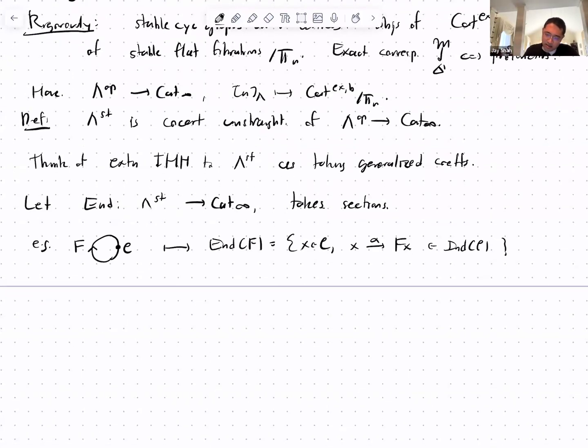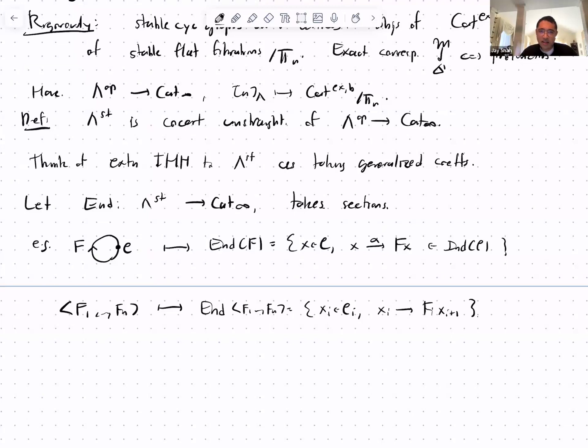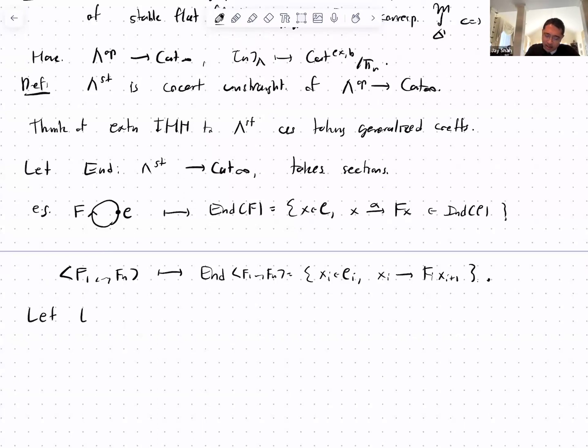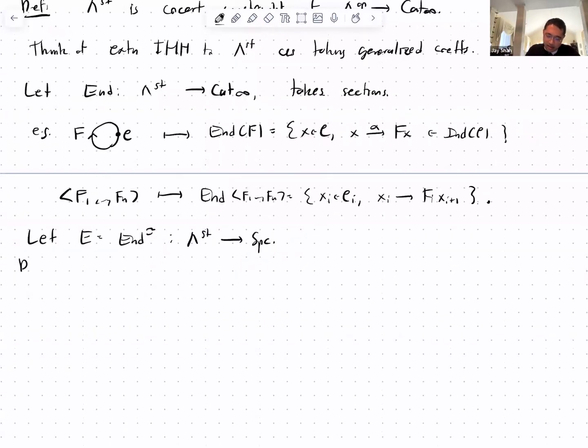Or I could, for instance, maybe not now say the general case, if I have n bimodules F_1 through F_n, then I'm taking objects in each category, a C_i in this case, and maps x_i to F_i(x_{i+1}), where these indices are taken mod n. They wrap around to 1 if I take the (n+1)st index. Now let E be the composition of endomorphisms with the groupoid core. And a definition.